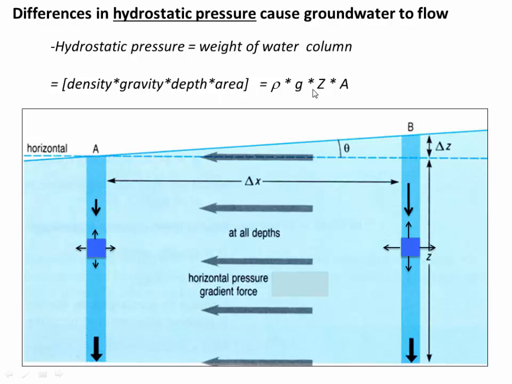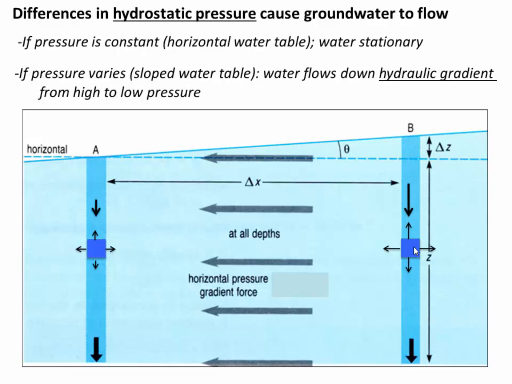So rho g z times area is going to give us the pressure that's being experienced by either one of these water parcels sitting below point A or B. And so that's called the hydrostatic pressure. Now, if the water table is flat, for example, in this horizontal case, the pressure is constant. Each of these parcels would be under a constant hydrostatic pressure, and the water would be stationary. The pressure in the subsurface would be equal, and everything would stay where it is.